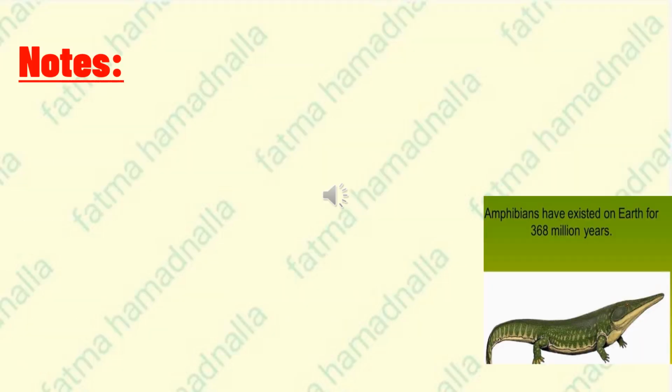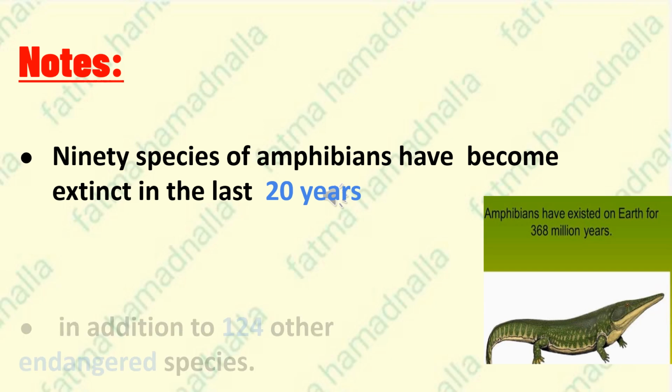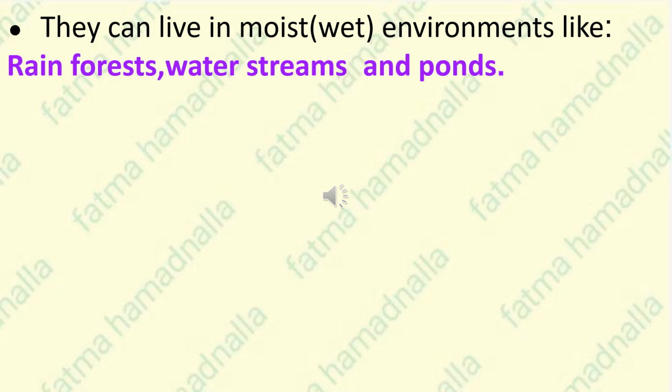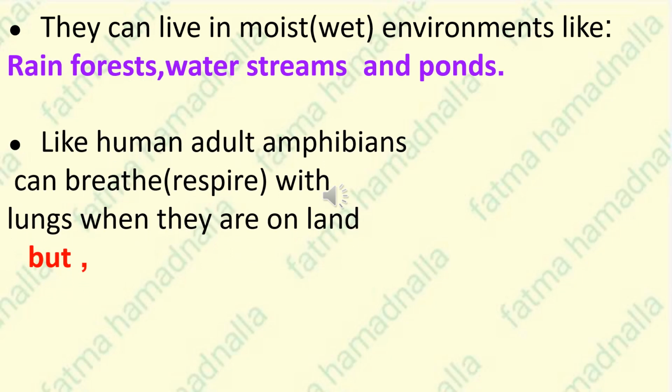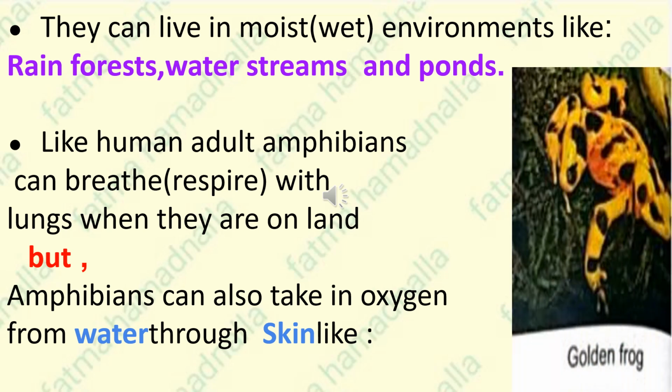90 species of amphibians have become extinct in the last 20 years, in addition to 124 other endangered species. Amphibians also can live in moist or wet environments like rainforests, water streams, and ponds. Like humans, adult amphibians can breathe, or respire, with lungs when they are on land. However, amphibians can also take in oxygen from water through their skin, like the golden frog.